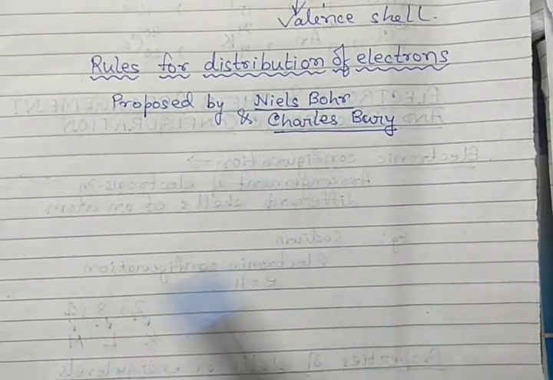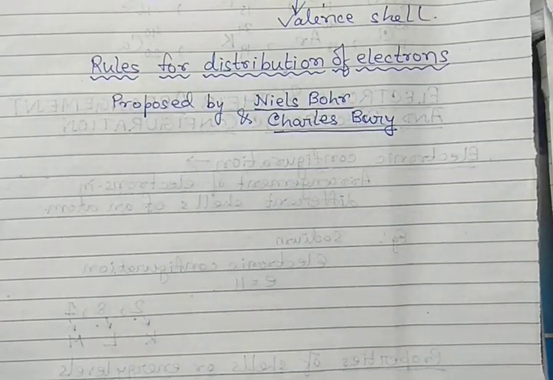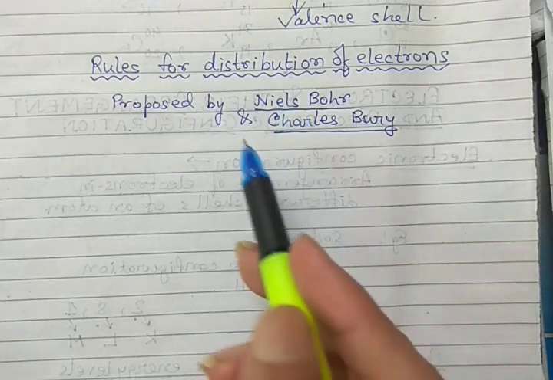problems. So these problems can be solved by following the rules of distribution of electrons. Okay, so who were the scientists to propose these rules? Niels Bohr and Charles Berry. Okay, Niels Bohr and Charles Berry proposed the rule of distribution of electron.